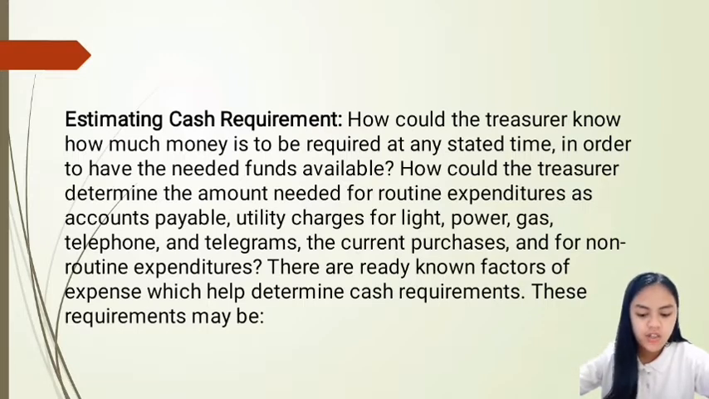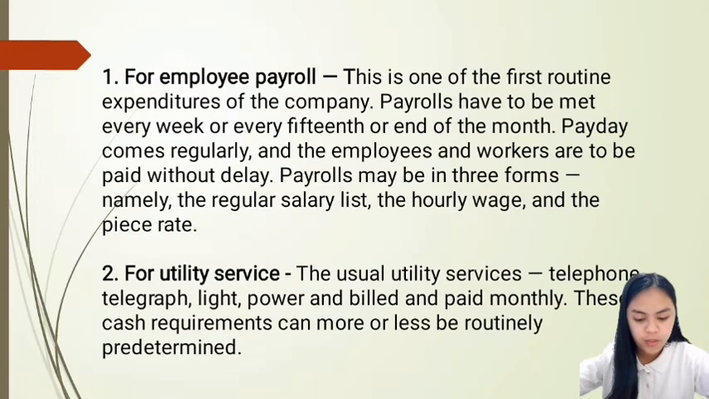And for non-routine expenditures, there are already known factors of expense which help determine cash requirements, and these requirements may be: first, employee payroll. One of the first routine expenditures of the company. Payrolls have to be met every week or every 15th or end of the month. Payday comes regularly, and payrolls must be in three forms, namely the regular salary, the hourly wage, and the piece rate. The second is for utility service.